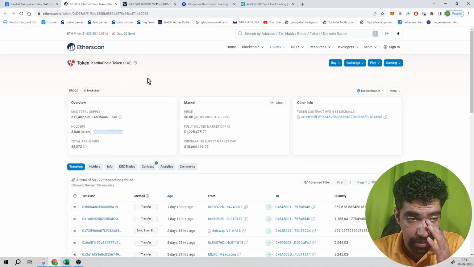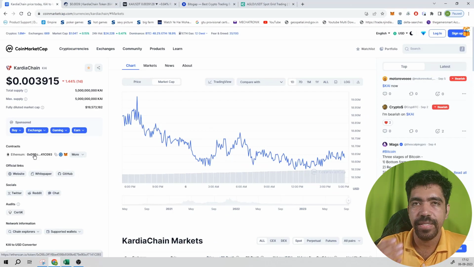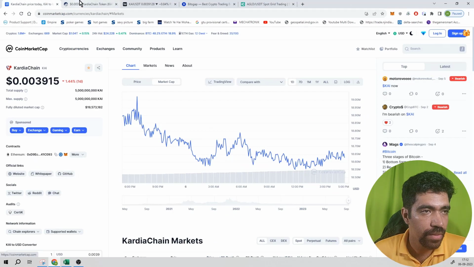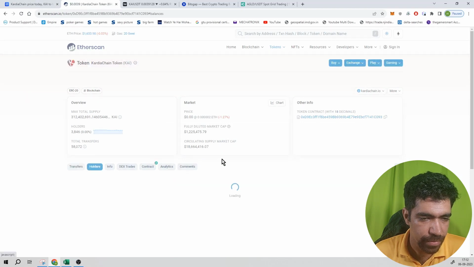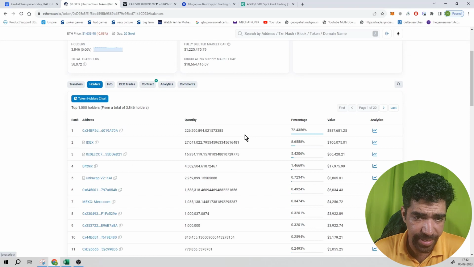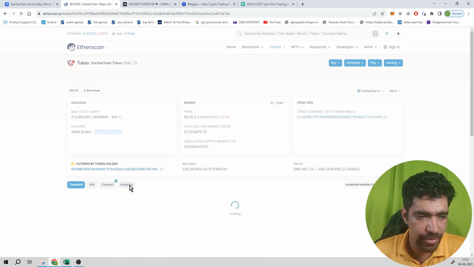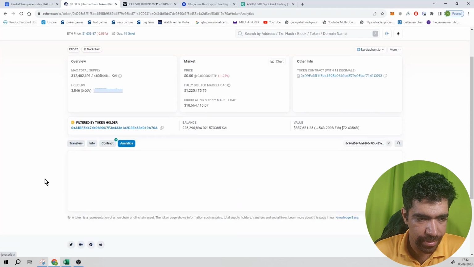Now let us see the Ethereum blockchain. It is based on the Ethereum blockchain, so you can check out the holder section of this particular token. Click on the holder section and you can see the first address is holding a majority stake, that is 72.43%. Click on this address and you can see the analytics of this holding.